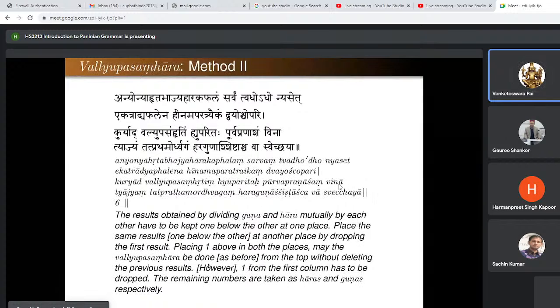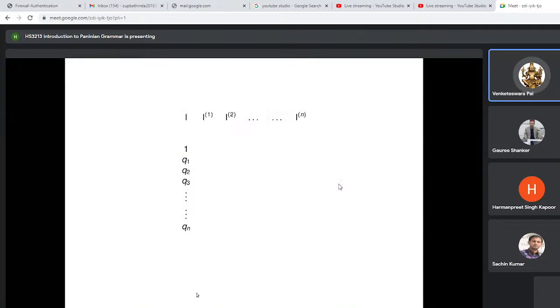So here you need not, and in the previous place you have deleted the last term. Here you should not delete the last term. However, the first from the first column has to be dropped. So we will see how it works. Q1, Q2, Q3, Qn are the successive quotients that we have obtained. You have to place one below, one above the Q1, okay?